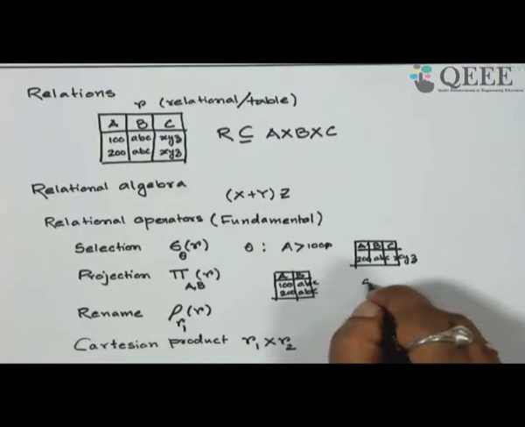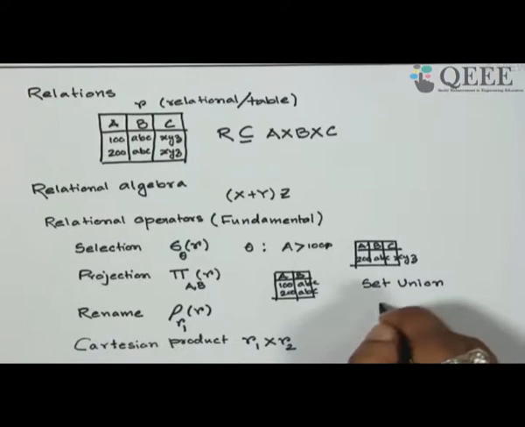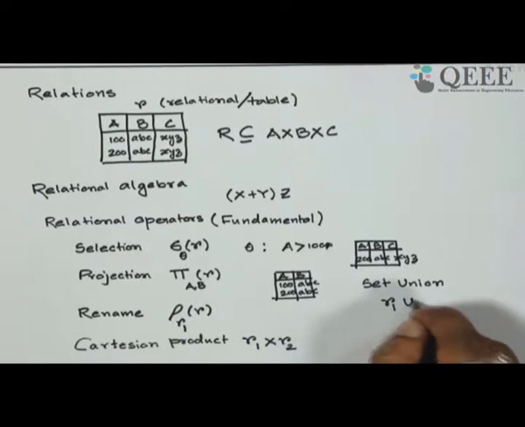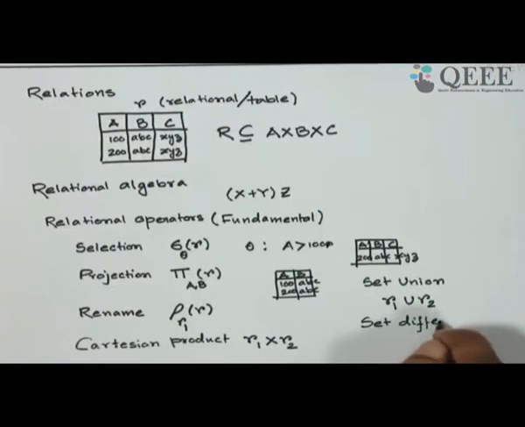Then we have the set operators. We have the set union, which is again binary, takes tuples of R1 and tuples of R2 and just concatenates them, removing the duplicates. Note that two relations can be unioned only if they have the same set of attributes. Similarly, there is the set difference, which is rows of R1 which are not there in R2.